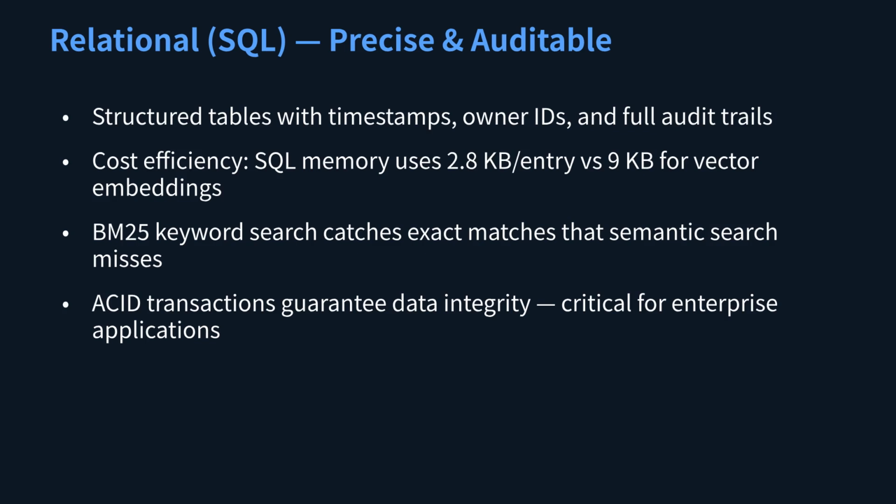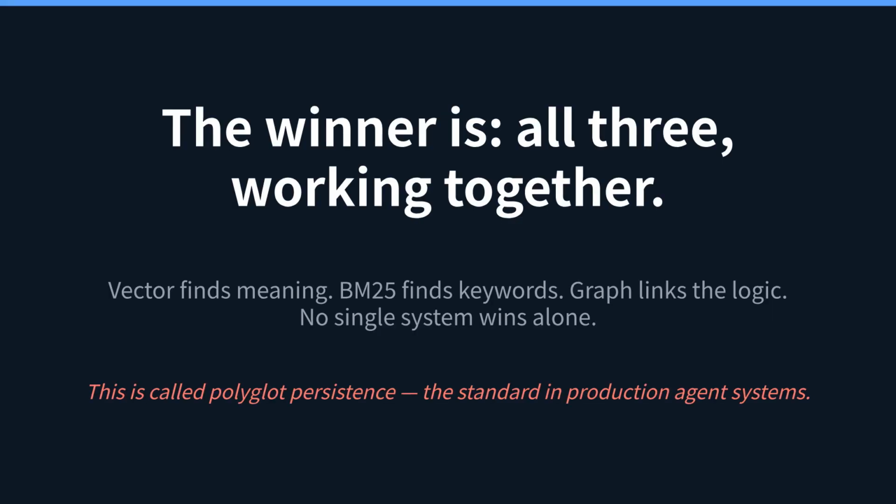About 2.8 kilobytes. That is a massive cost difference at scale. And unlike vectors, every row in a SQL table has a clear owner, a timestamp, and a traceable history. The smartest production systems do not pick just one. They combine all 3 in what is called a hybrid architecture.